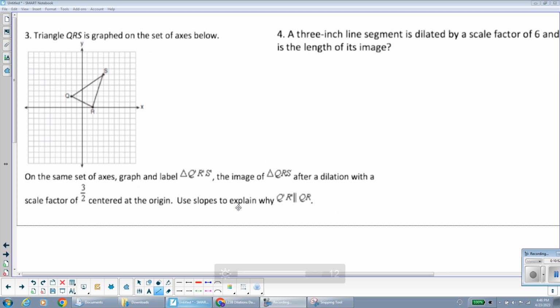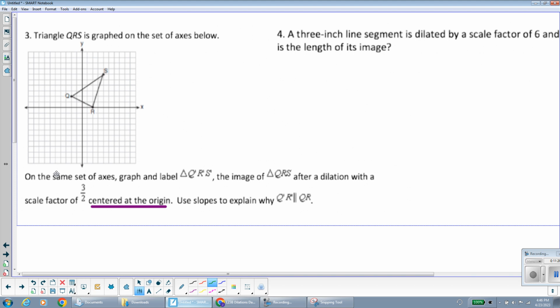But what it says is that we're first graphing the image of this triangle after a dilation with a scale factor of 3/2 centered at the origin. Our life is easy again because we are centered at the origin. So we could just take each of the points and multiply the x and the y coordinates by 3/2. So point R, I'm going to start with point R.